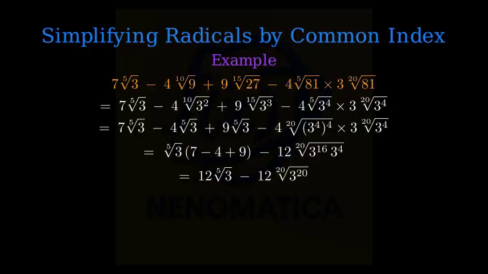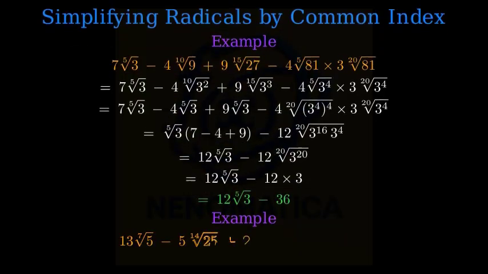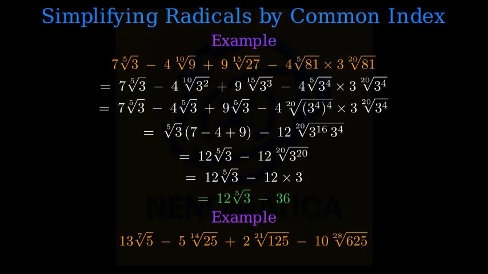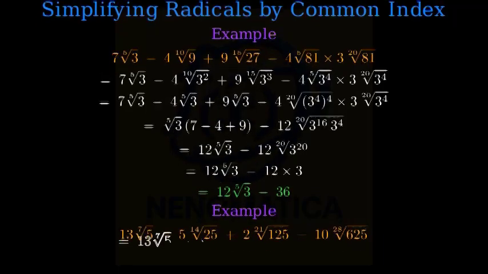Now, we apply the same algorithm to the second expression. Here is the second expression. Step 1. Rewrite everything as powers of 5 inside the radicals. 25 is 5 squared, 125 is 5 cubed, and 625 is 5 to the 4th. Step 2. Convert each radical to a 7th root using the greatest common divisor rule. 14th root of 5 squared becomes 7th root of 5.